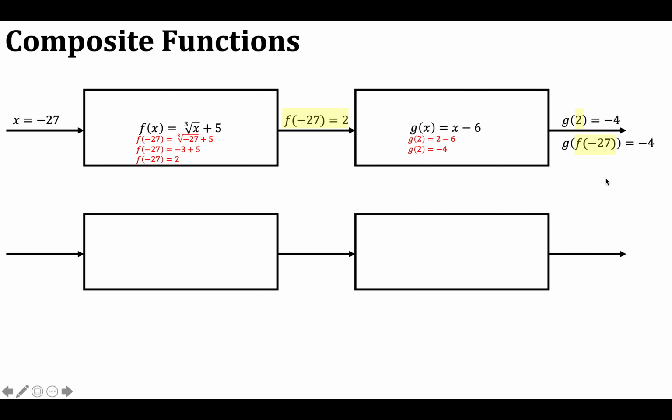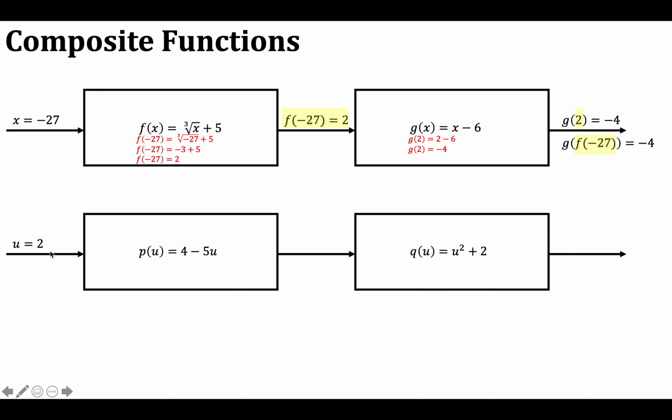Let's have a look at another one. So I'm giving you the two functions to start with here. So you can see that we've got p of u is equal to 4 minus 5u, that's our first function. And then our second function is q of u is equal to u squared plus 2. And the input is u equals 2. And I want to know what is the output over here. So what is q of p of 2?